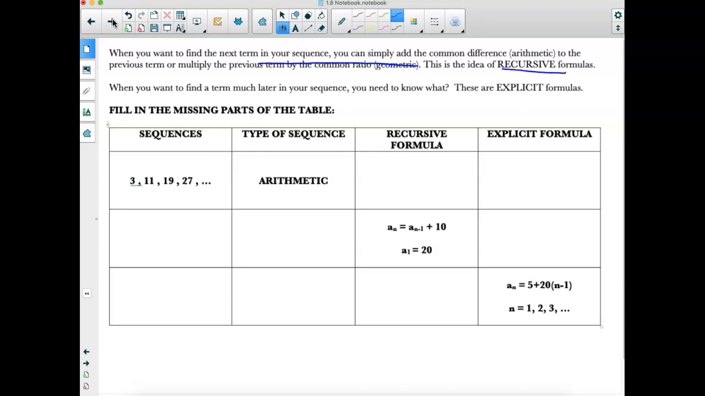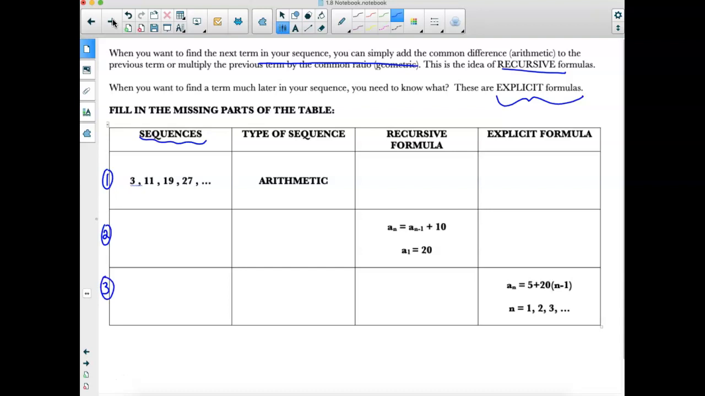When you want to find a much later term in the sequence, you need to know what? Well, it really makes sense to know the explicit formula. So what we're going to do here is have 3 sequences: sequence number 1, sequence number 2, and sequence number 3. And we're going to find all these bits and pieces of it.